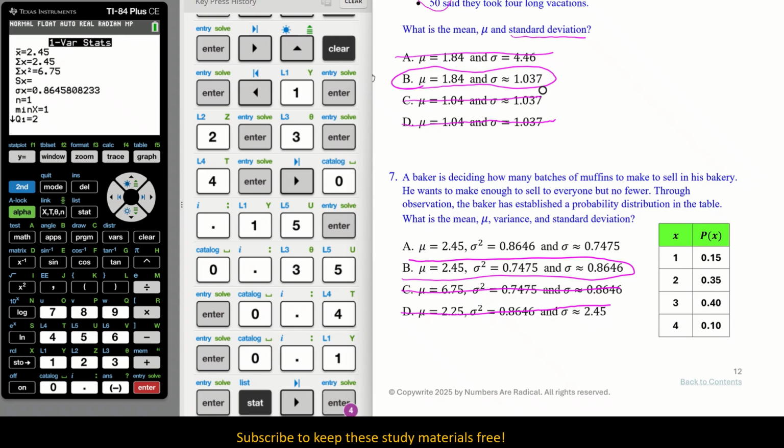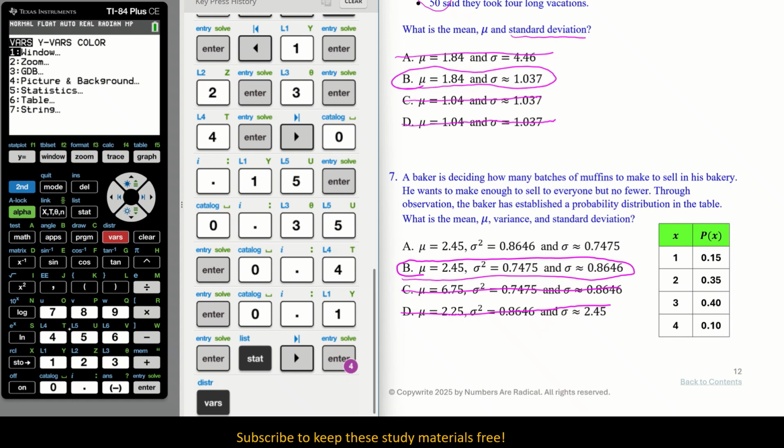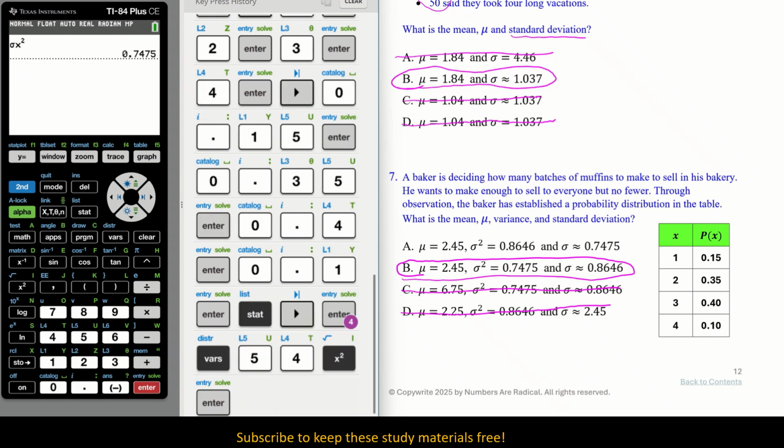However, we still need to double check by going VARS, number 5. And remember, we didn't have a sample. That's number 3. So we're using 4. Press square, enter. And there you go. Perfect.